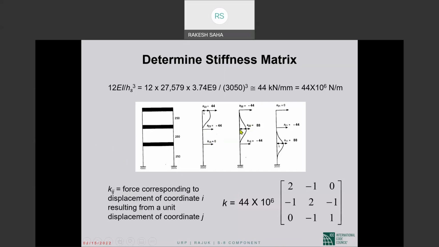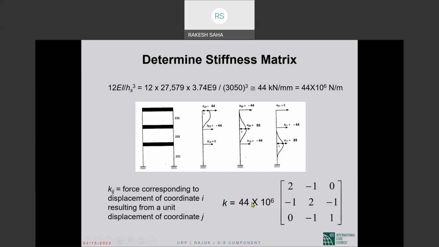If we impart unit displacement to coordinate 2, we will need a force of 88 units. There will be negative 44 at the top, negative 44 at the bottom. If we impart unit displacement to coordinate 1, we will need 88 there, minus 44 at the upper level, and then nothing at the top level. So these numbers we can assemble into a stiffness matrix, K11.